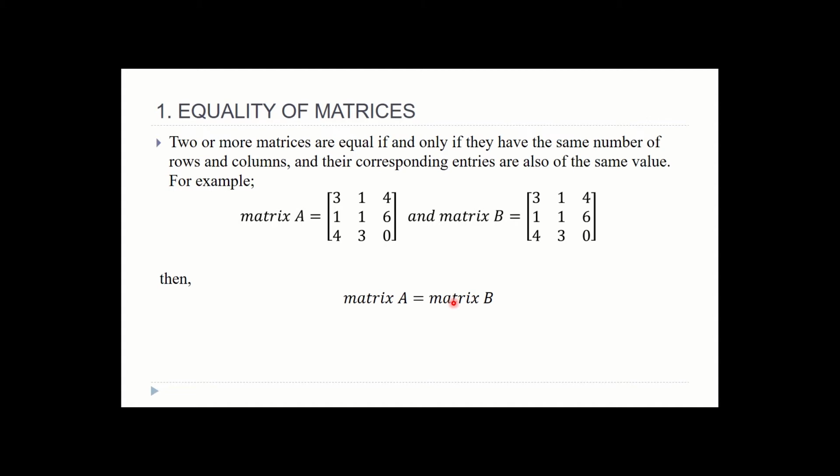For example, you have a matrix A with elements 3, 1, and 4 for the first row, 1, 1, and 6 for the second row, 4, 3, and 0 for the third row, and you have the matrix B which is identical to your matrix A with the same values of the first row, second row, and your third row. Your matrix A is a 3 by 3 matrix and your matrix B is a 3 by 3 matrix. So they are both 3 by 3 matrices with the same values, the same elements, and the same position. Thus, we can say that your matrix A is equal to matrix B.